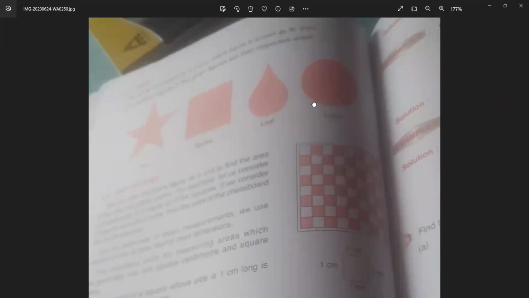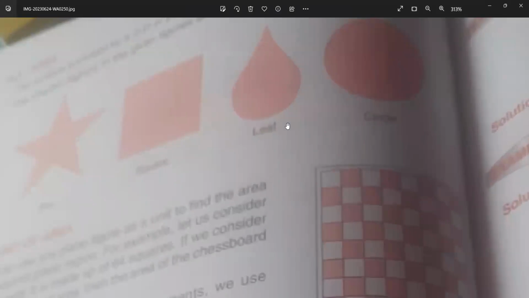This is the explanation given about how to find out the area. You may read and see the formulas are given here. See here, we can read and find out how to solve this type of sums which are based on areas.